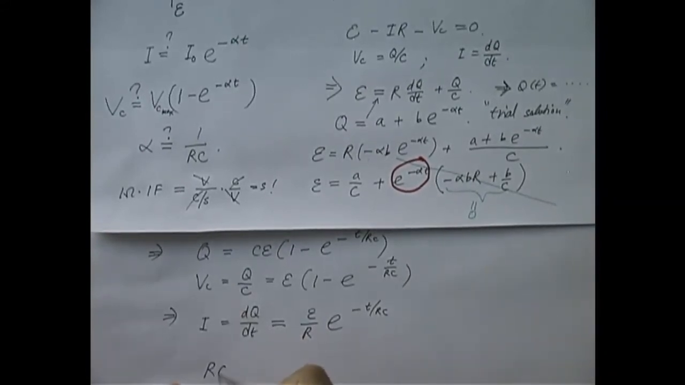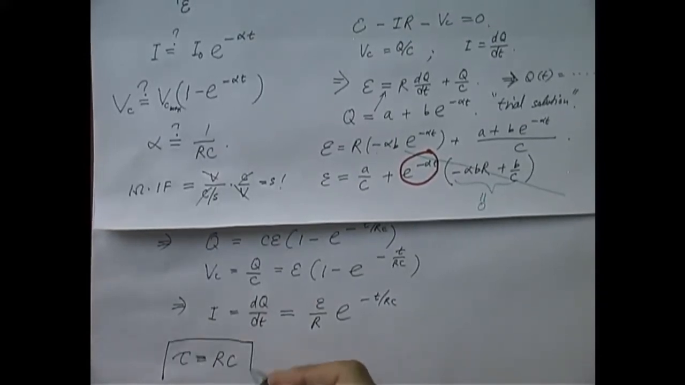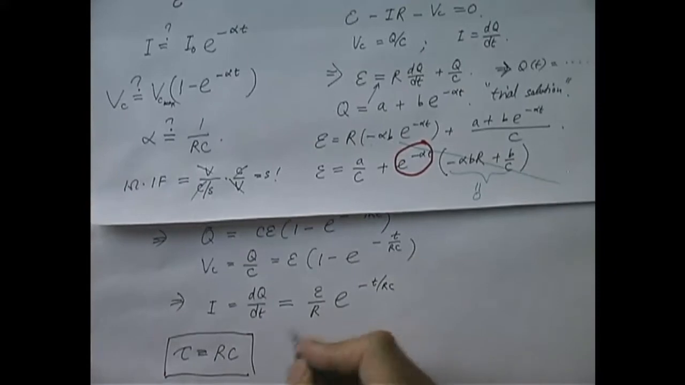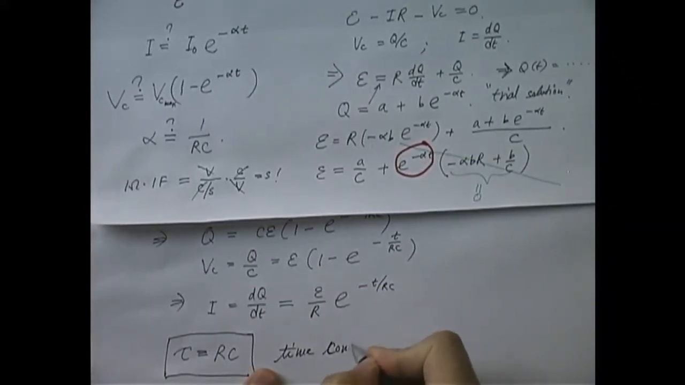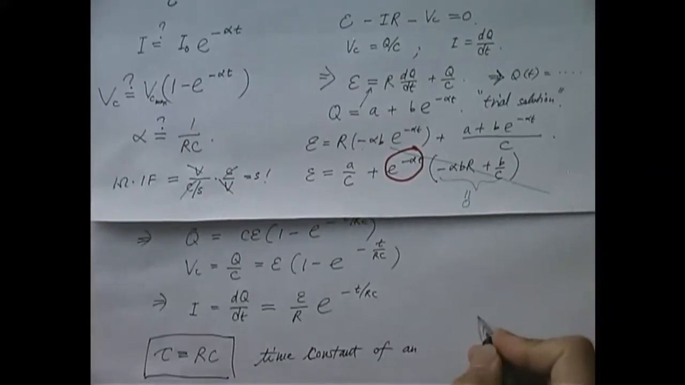So that is the RC circuit in the charging process. And by the way, R times C, this quantity has the unit of time, and we define it as tau, the so-called time constant of an RC circuit.